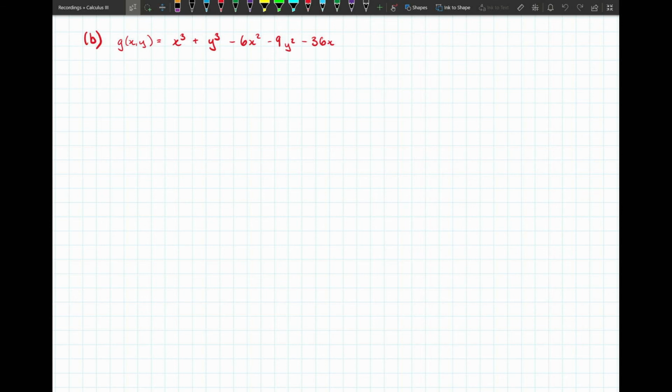We'll have the partial derivative of g with respect to x equals 0. That's 3x squared minus 12x minus 36 equals 0. And for our second equation, we'll have the partial derivative of g with respect to y equal to 0. And that's 3y squared minus 18y. Now, we can factor each of these equations, but you may notice that in one equation, we have a polynomial in terms of x only. And in our other equation, we have a polynomial in terms of y only. So there's no way to use substitution or elimination with these two equations. We'll just solve each of them separately.